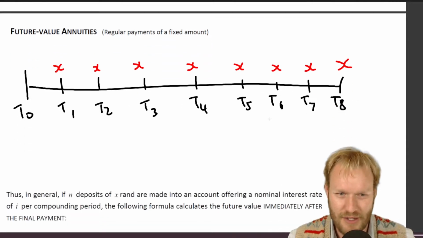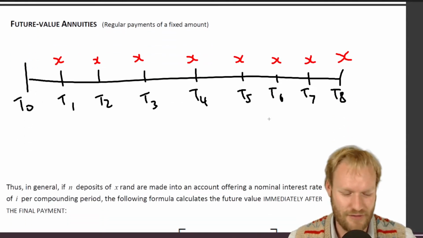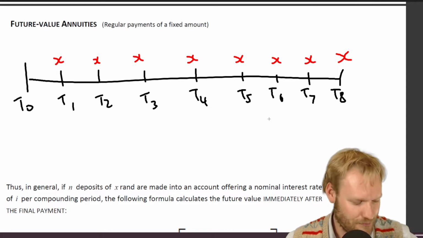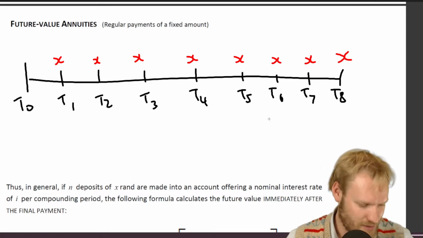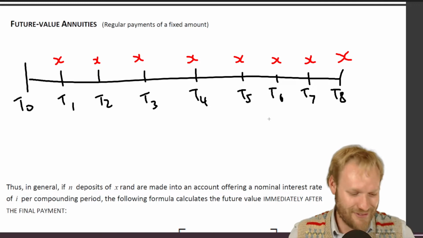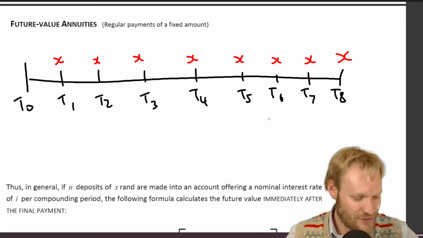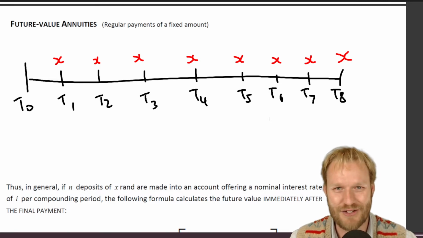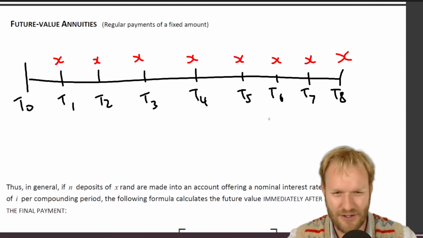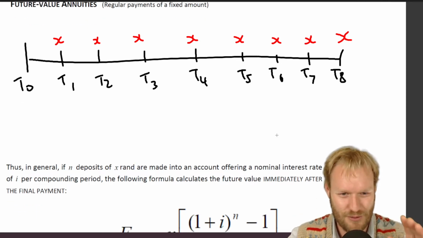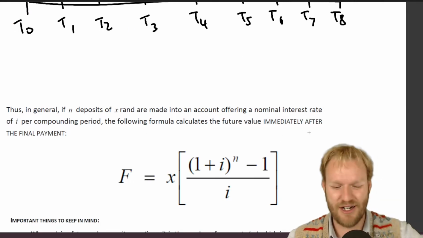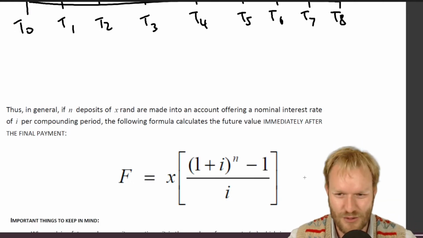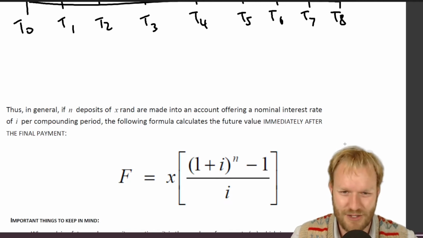Now, there's a very interesting idea of how this looks. It looks like a series, where we're adding in a whole lot of stuff. We could look at that geometric series and we'll do that in class, not in this video. Because what's going to matter to us is our lovely brand new formula that we're going to use all the time. F equals x, 1 plus I to the n minus 1 over I.